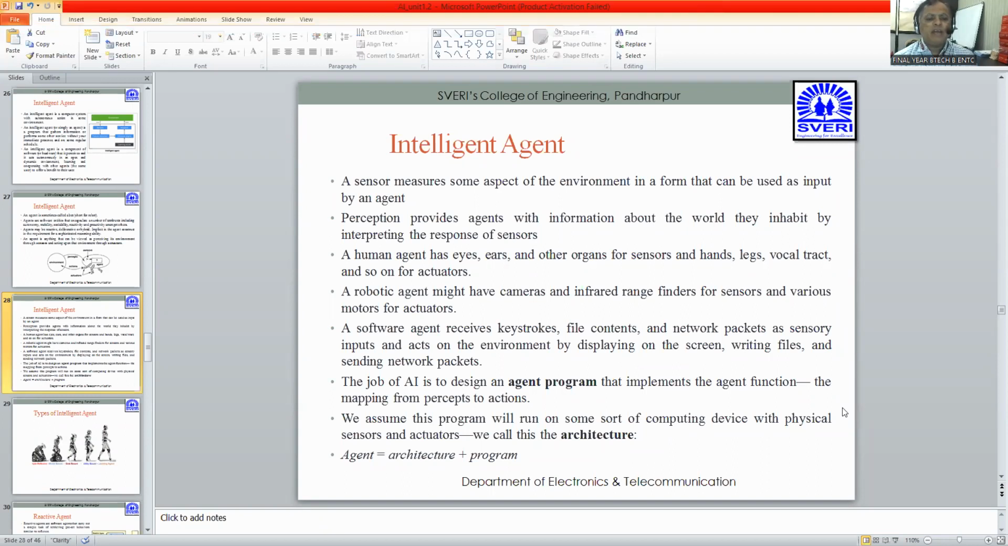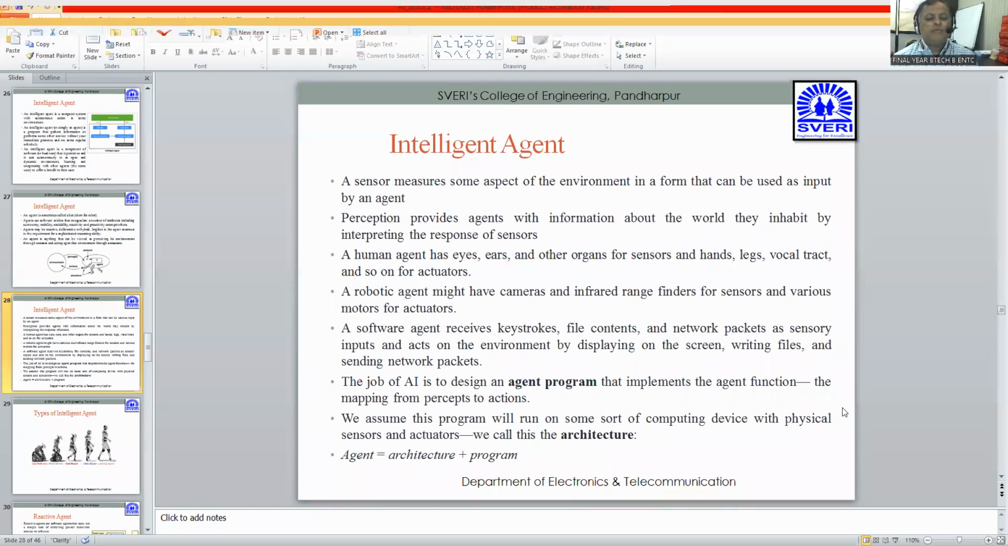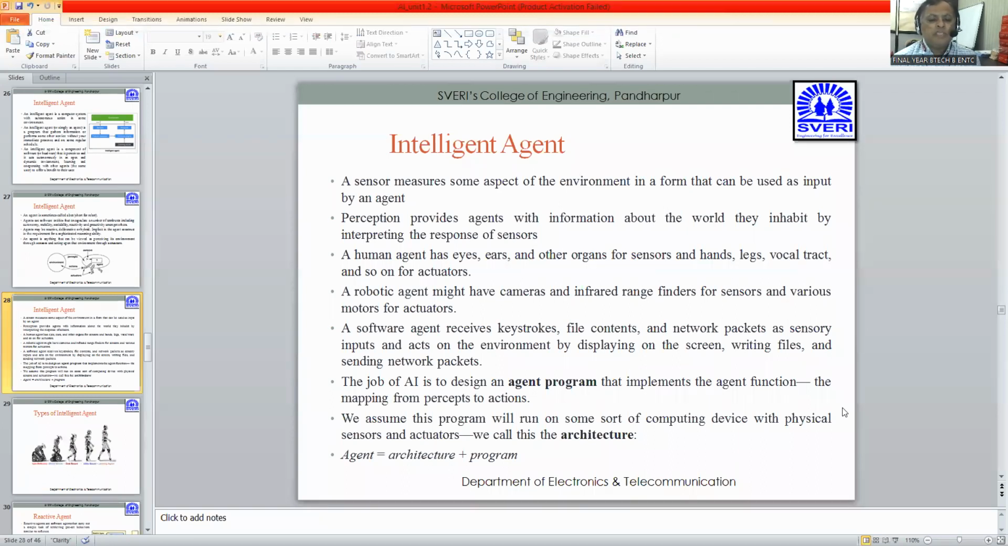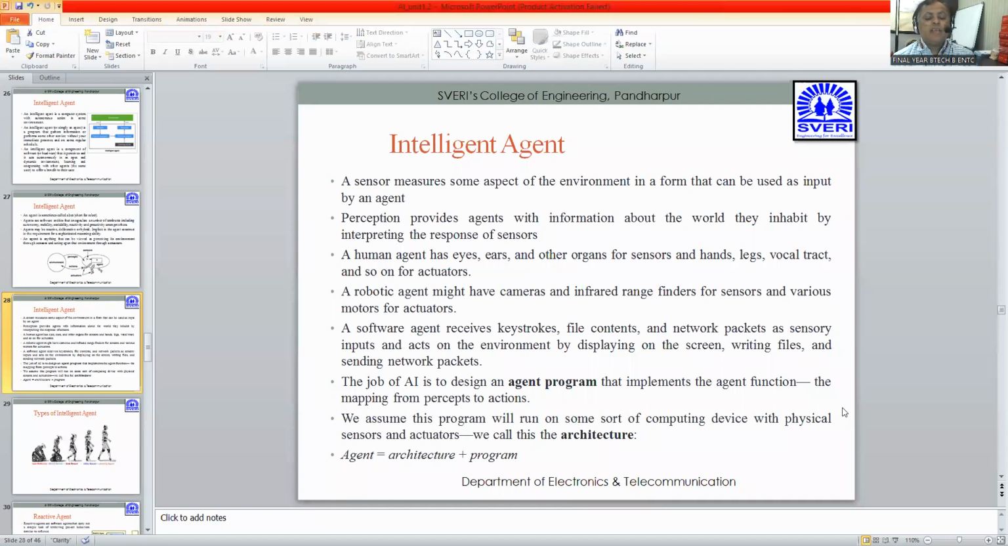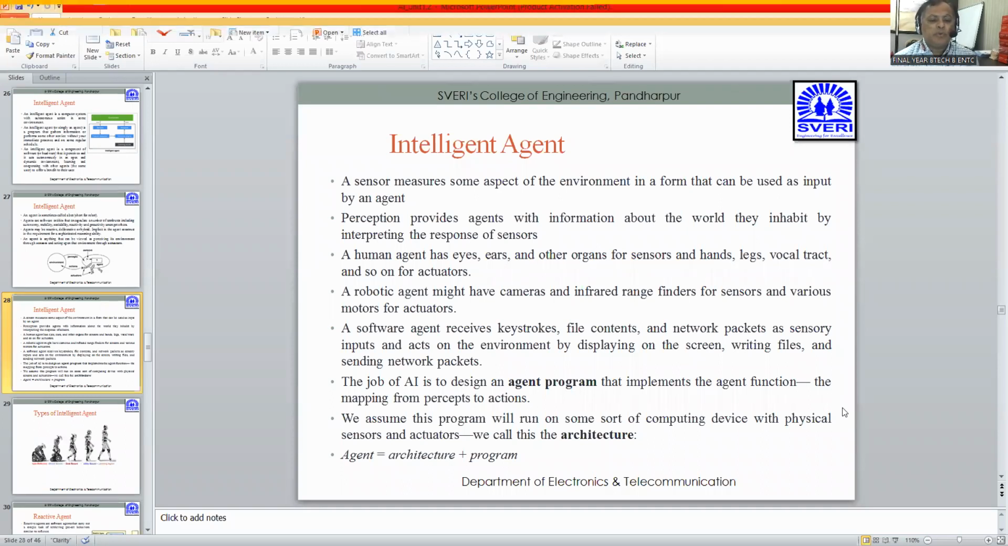The job of AI is to design an agent program that will implement the agent function, that is, the mapping from percepts to actions. That is the most important thing. The agent will have some architecture. So an agent is nothing but the combination of architecture and the agent program. Together, the architecture and the agent program make an intelligent agent.